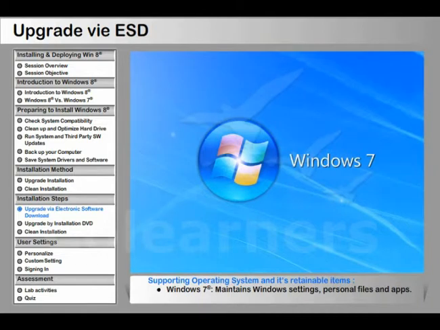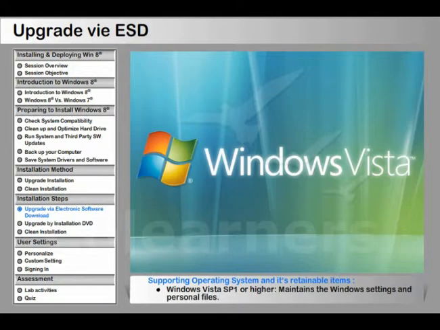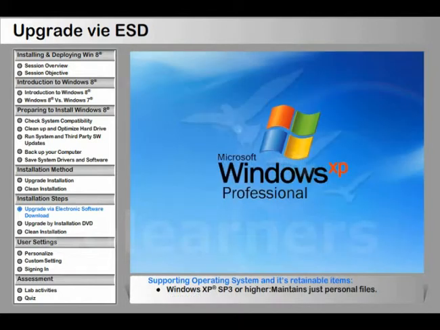The supporting operating system and its retainable items are: Windows 7 maintains Windows settings, personal files and apps. Windows Vista SP1 or higher maintains the Windows settings and personal files. Windows XP SP3 or higher maintains just personal files.